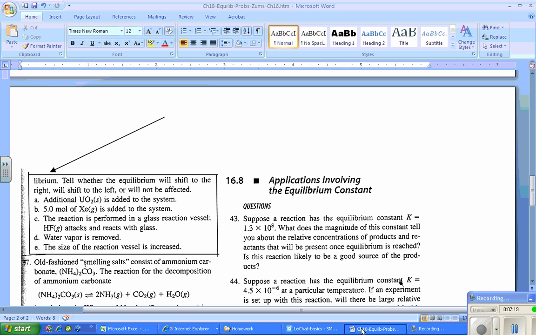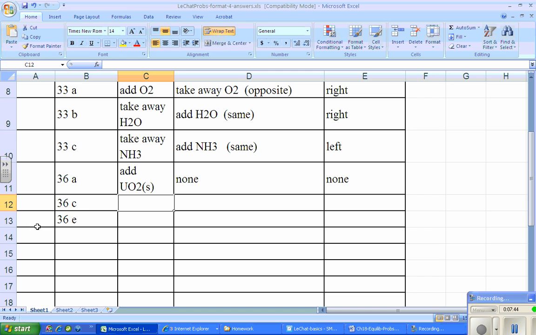So we'll go back now and we'll look at the problem one more time for letter C. And the reaction is performed in a glass reaction vessel, HF. Okay, I'm reading from right here. HF attacks and reacts with the glass. Okay, what they're telling you there is the HF is being removed, because if it reacts with the glass, it's not a gas anymore. So let's go back over and we're going to say remove, that's the stress, or takeaway.